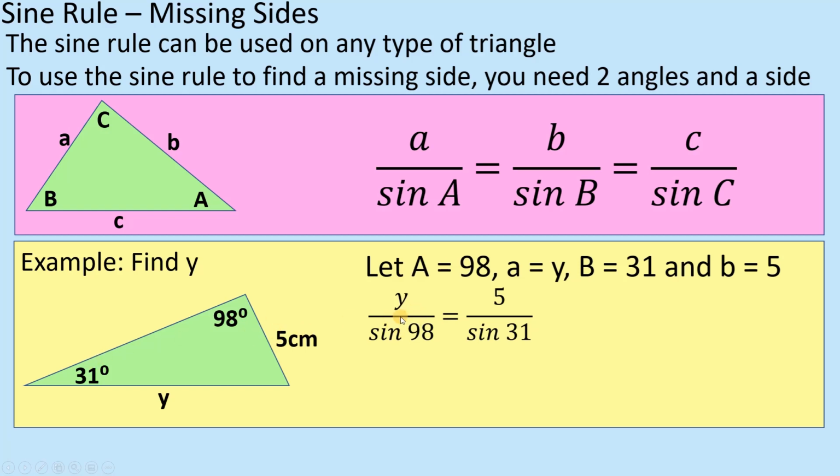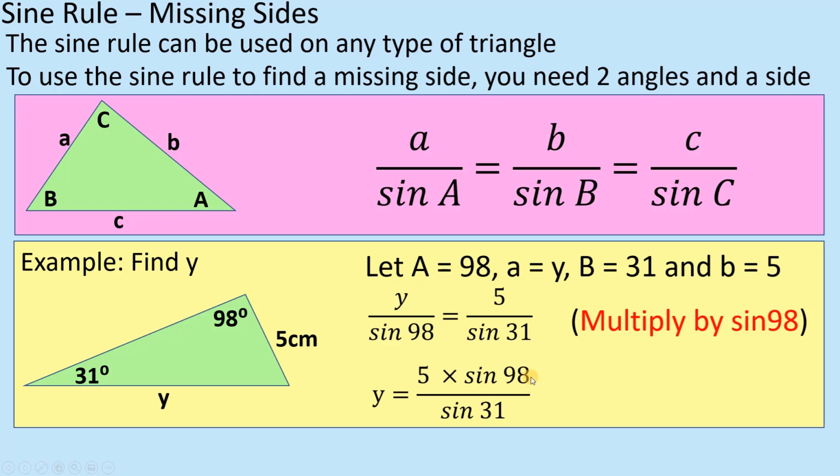So a bit of rearranging to get rid of this denominator. We're going to move it up to the other side and it becomes times. So you'll now have 5 times sine 98, which comes to the top, divided by sine 31, and you're going to put all that in your calculator very, very carefully. So 5 times sine 98 divided by sine 31, all of it, and you're going to have 9.61, and that is the value of your missing side.